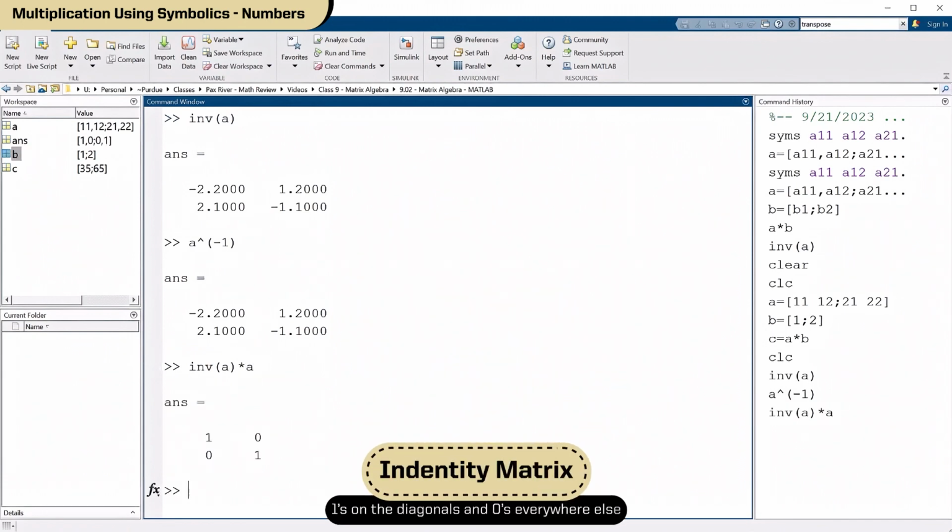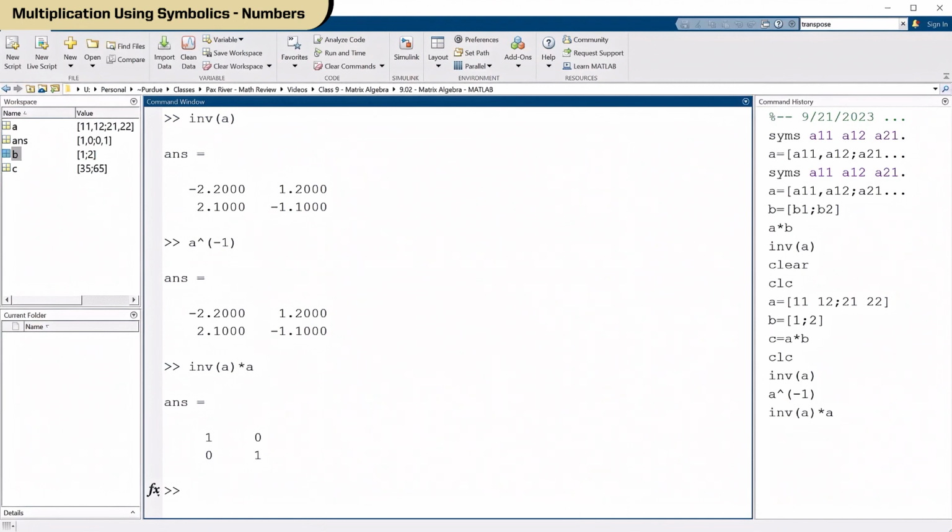There. This is called the identity matrix. The identity matrix has 1s along the diagonal and 0 everywhere else. And it's called the identity matrix because when you multiply any matrix by the identity matrix, you get the original matrix back. This is the matrix equivalent of multiplying by 1.